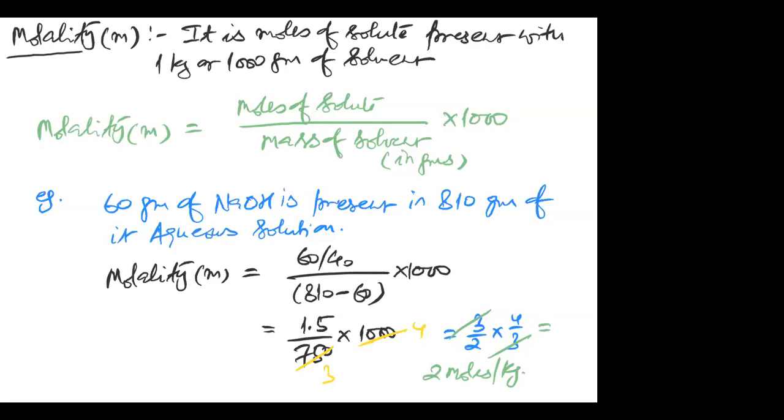2 moles per kg may be represented as 2 and small m, and you can read it as 2 molal solution. Same as molarity is moles per liter, represented by capital M, which you can read as molar. Molality is moles of solute per kg of solvent, and it is known as molal solution.